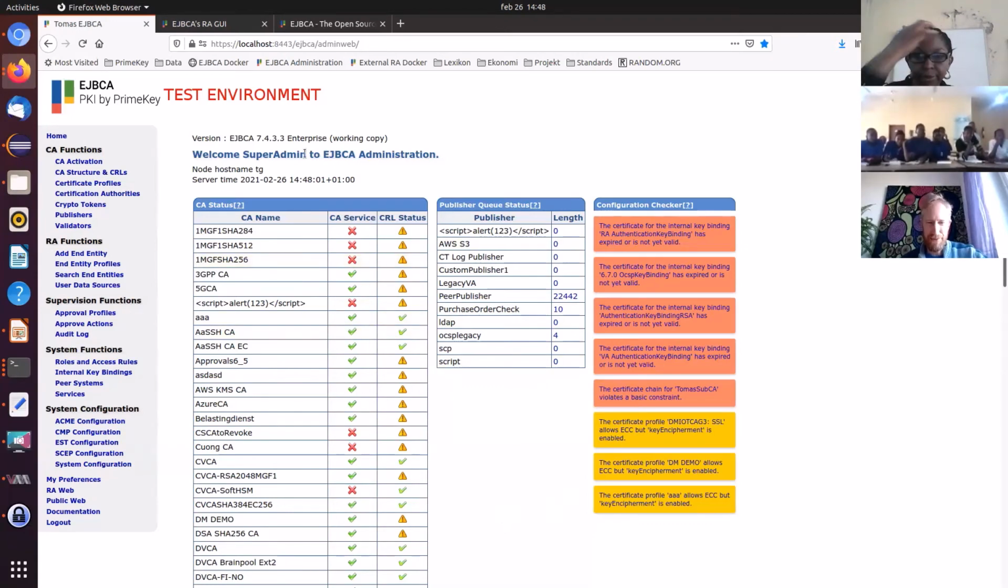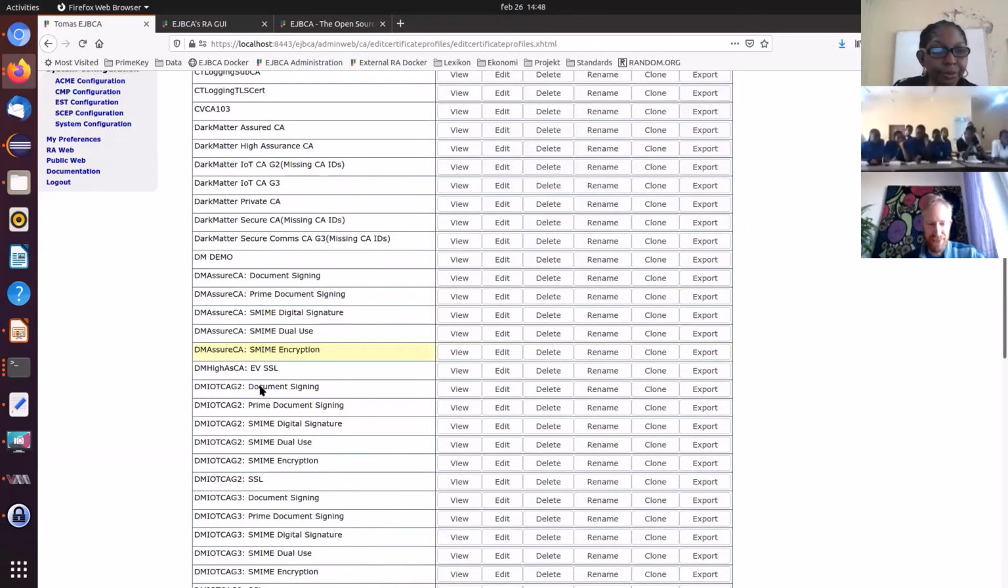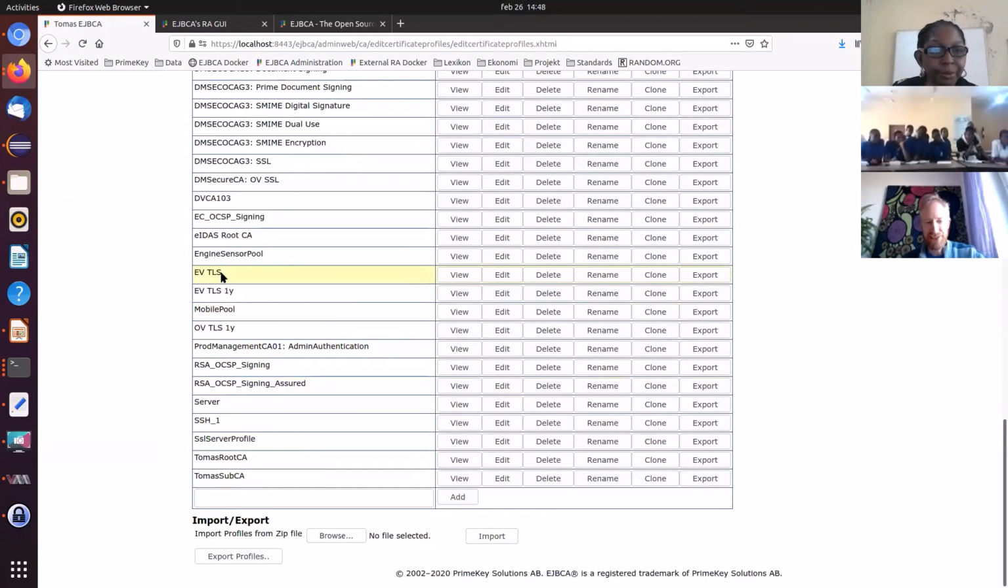Okay, so this is EJBCA, which I have installed locally on my machine. I have lots of test certification authorities here that I can create certificates. So in EJBCA, we call that certificate profiles. So I have client certificates, I have SSL certificates or TLS certificates, SSH certificates even. So this is my, say, test configuration. There are lots of different types of certificates.